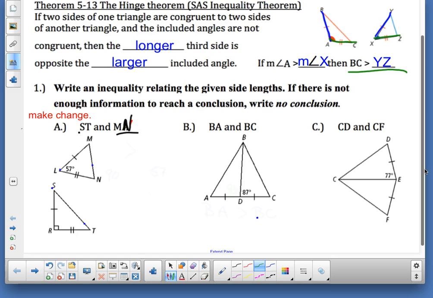Now, keep in mind, every time we learn a property, we learn about the converse of that property. So we're going to see this converse soon, converse of the hinge theorem. But right now, how do we apply it? Okay, so I've got this stuff going on. They got ST and they got MN, and they're saying, hey, which one's bigger?